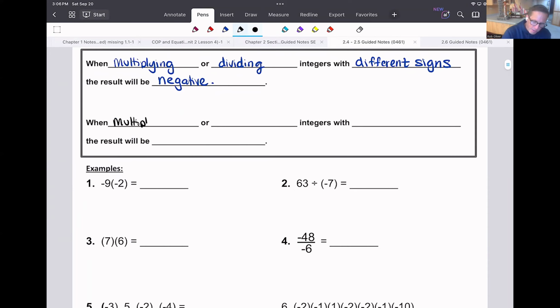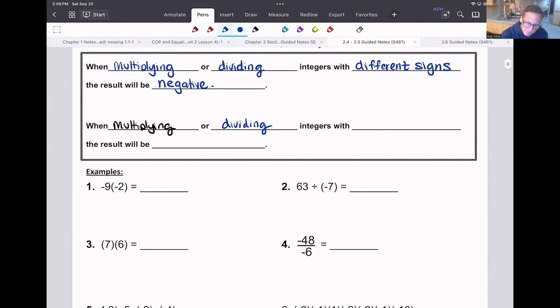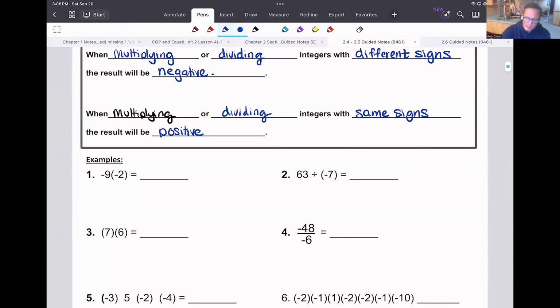When multiplying or dividing integers or signed numbers with the same sign, the result will always be positive. A negative times a negative is a positive. You probably heard that before. You probably have at least that in your head. Sometimes a lot of math we forget about, but I bet that's one thing you do remember, that a negative times a negative is a positive.